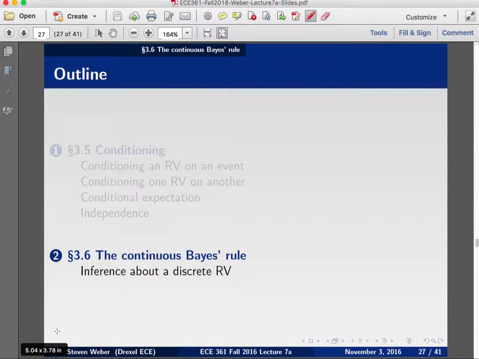Hi, this is Lecture 7a, Part 2 for ECE 361, Probability for Engineers, Fall 2016. In this second part of Lecture 7a, we're going to cover the first part of material in Section 3.6, the continuous version of Bayes' rule.